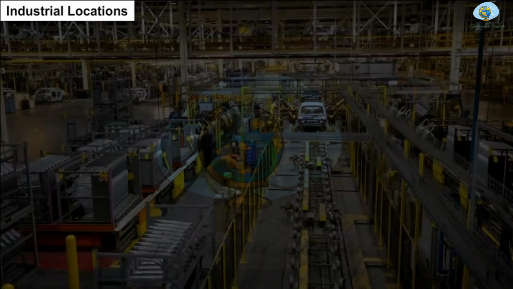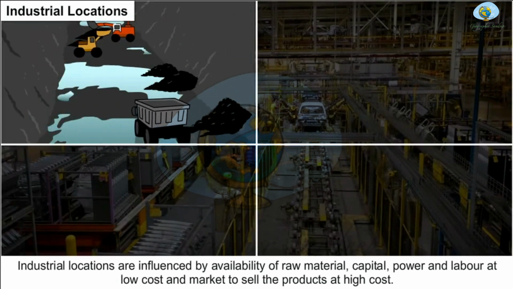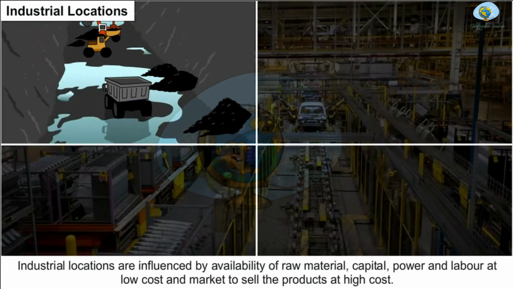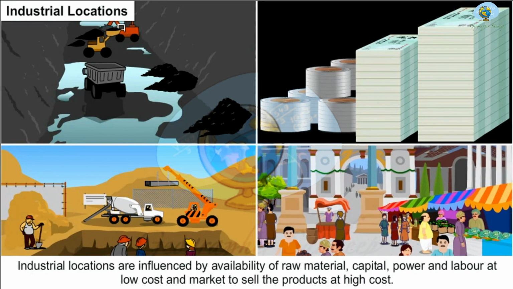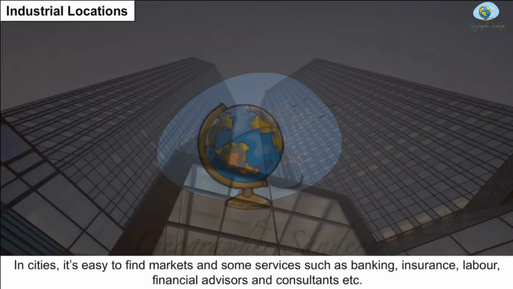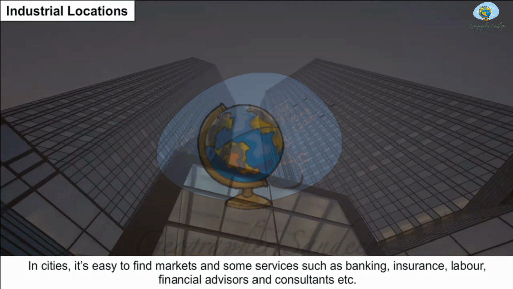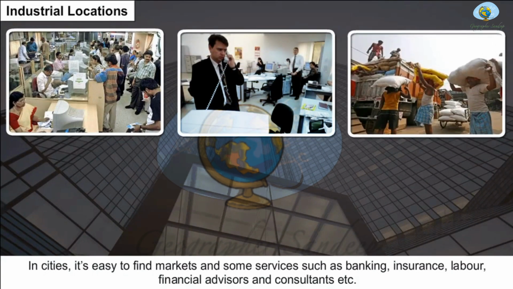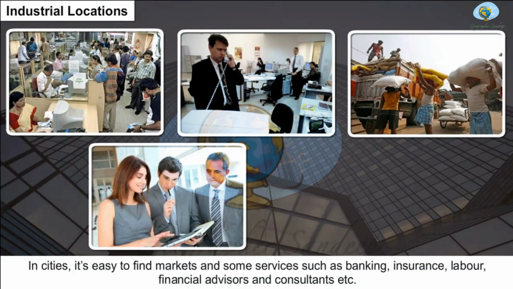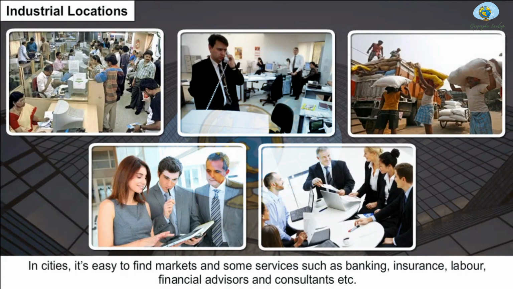Industrial locations. Industrial locations are influenced by the availability of raw material, capital, power and labor at low cost, and a market to sell the products at a high price. In cities, it's easy to find markets and some services such as banking, insurance, labor, financial advisors and consultants, etc.